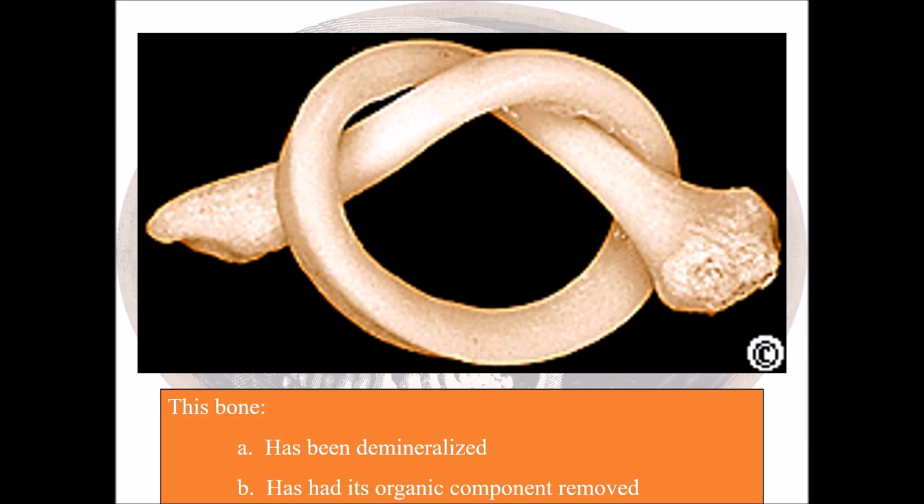Quickie question. This bone, which is the tibia, in case you can't quite recognize it, has it been demineralized, meaning have we removed the inorganic component, the minerals, or have we removed the organic component? Well, you can see that that bone is tied into a pretzel. It's not supposed to be able to be tied into a pretzel. So what happened? We removed the mineral component. It has been demineralized, meaning it's way, way bendy now. You can see it's almost rubber-like.